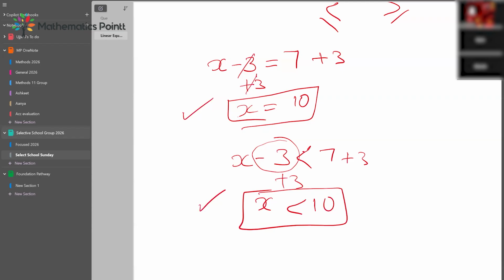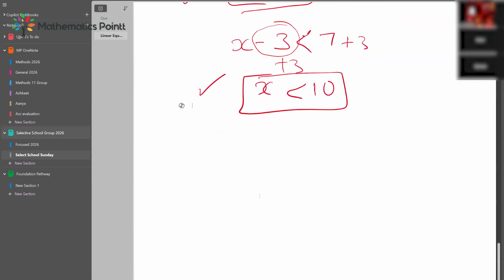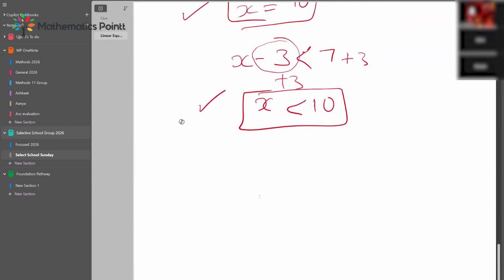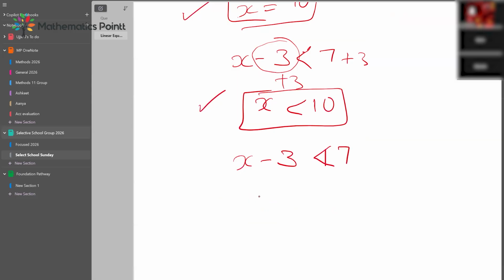Now, what was my original rule? My original rule was x minus 3 is less than 7. I have got this answer: x is less than 10. Let me test it.